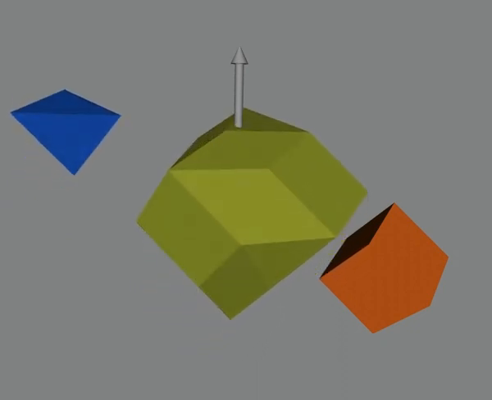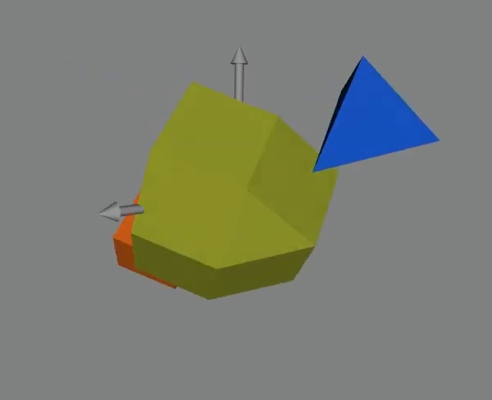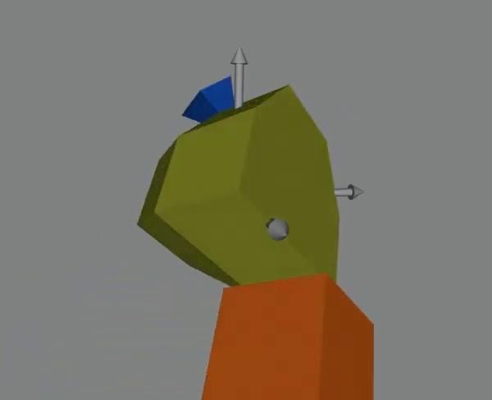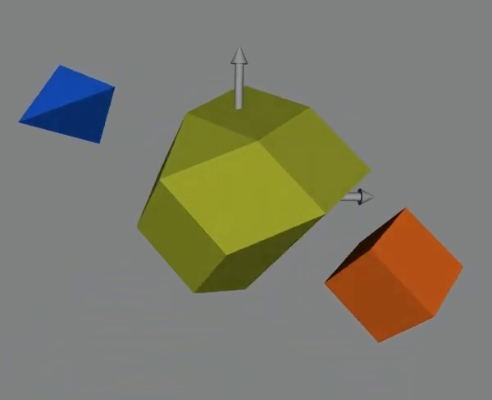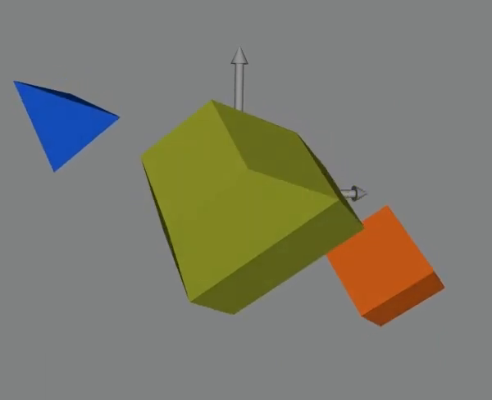The Minkowski sum of two sets, for instance the orange cube and the blue tetrahedron, is the union of pairwise sums of all the points in the sets, one orange and one blue. The greenish-yellow polyhedron is the Minkowski sum of the cube and the tetrahedron.